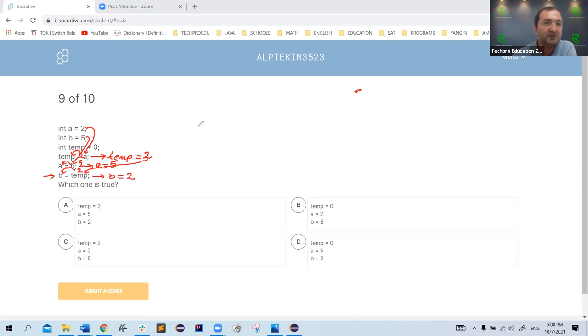Which one is true? Did we change the value of A? No. The value of A is 2. We changed the value of temp, as you see. The value of temp is 2. And at the end, the value of B is 2. All of them are 2. Sorry. We changed A here. I couldn't see it, sorry. Here A is changed. So let's correct it.